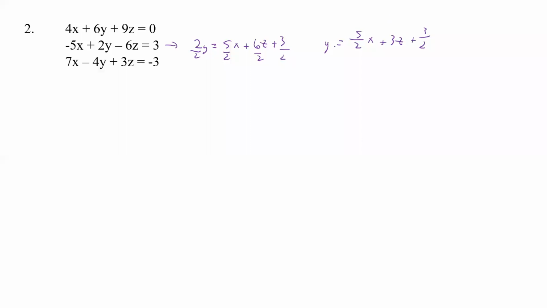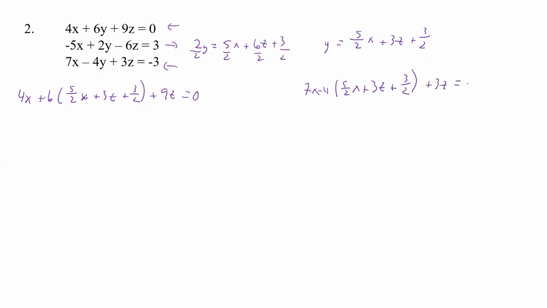Okay. Now I can substitute this into the first equation and the third equation, and that's going to eliminate my y, and I'll be left with two equations with x and z only. So let's do that. So when I do it on the first one, I'll have 4x plus 6 times 5 over 2 x plus 3z plus 3 halves, and then I have plus 9z equals 0. And over here I'll have 7x and then minus 4 times y, which is 5 halves x plus 3z plus 3 halves, and then I have still plus 3z, and that equals negative 3.